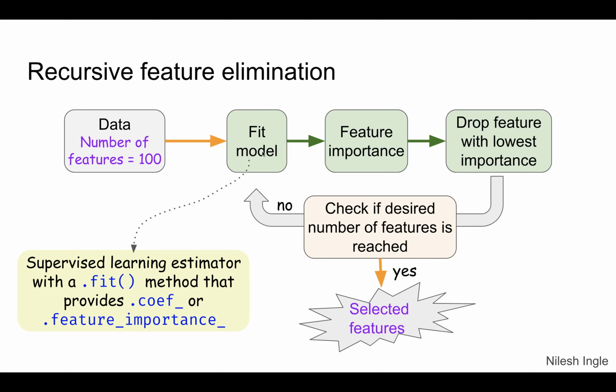Now the fit model. Here the estimators that can be used would be the supervised learning estimators that have the attributes coef_ and feature_importances_. So either this or this. Let's say we have coef_ coefficients, those could be thought of as the weights. The higher the weight, the more the importance, and so the lower values would get dropped.